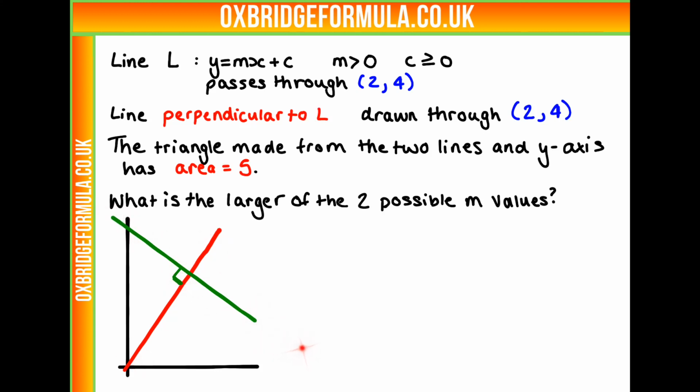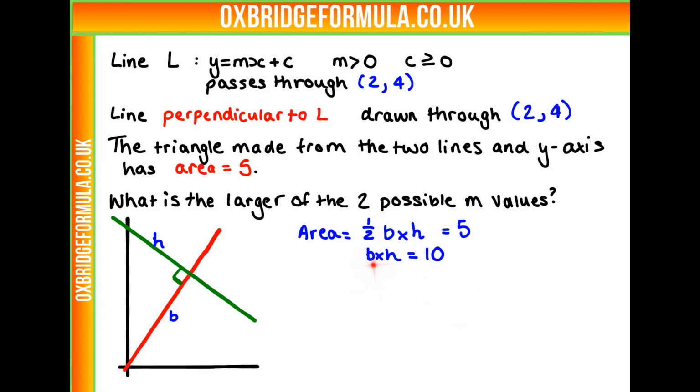So what information do we know? Well, we know that the area of this triangle here is 5. Now what equation do we use to work out the area of a triangle? Because it's a nice right angle triangle, we can use area equals half the base times the height, meaning that's equal to 5. So if I write our base and our height on here, half of the base times the height gives us 5. We can simplify that down to base times height equals 10.